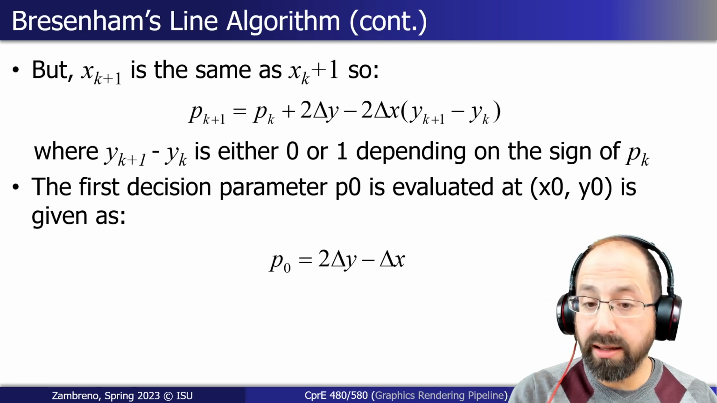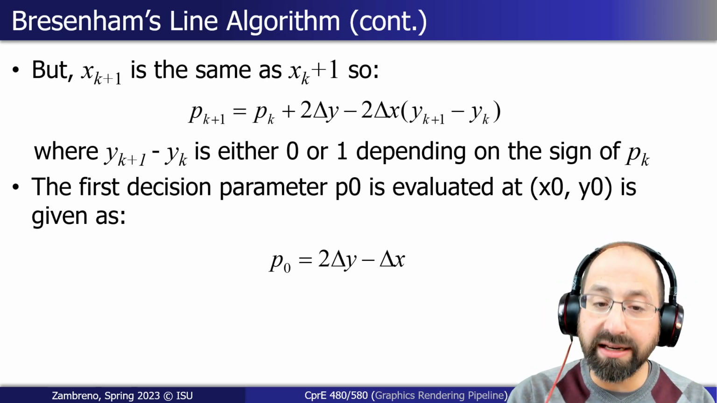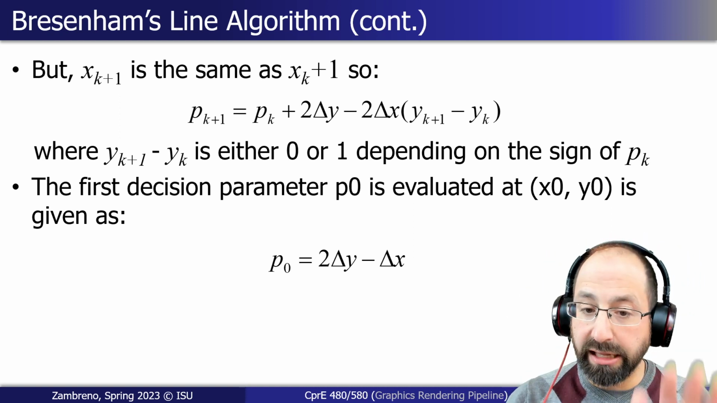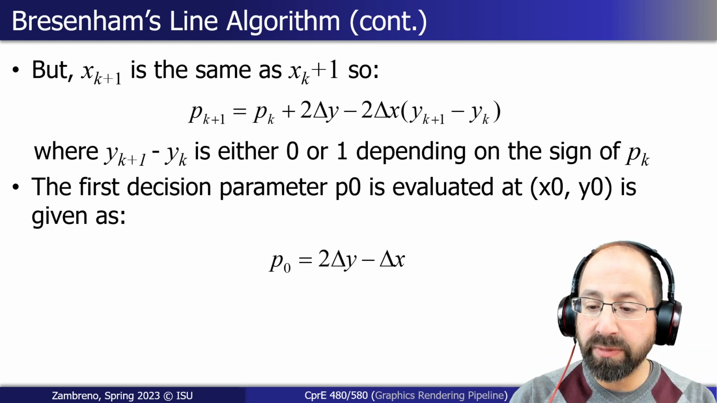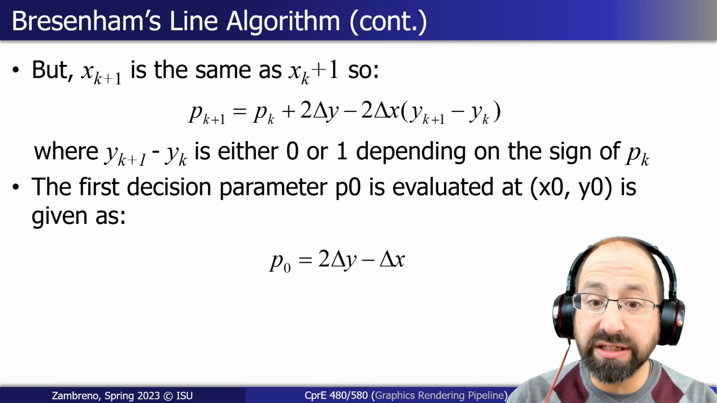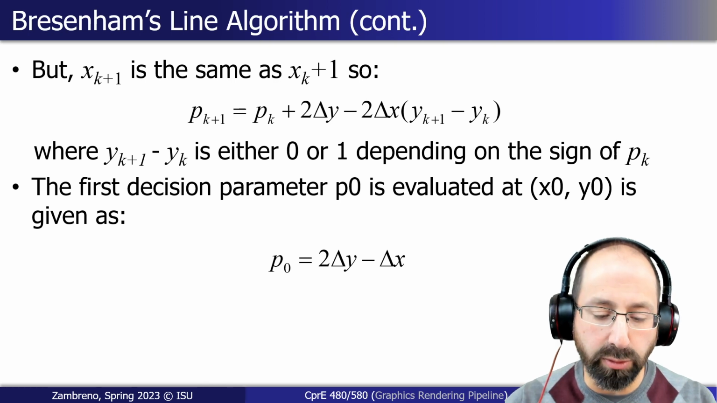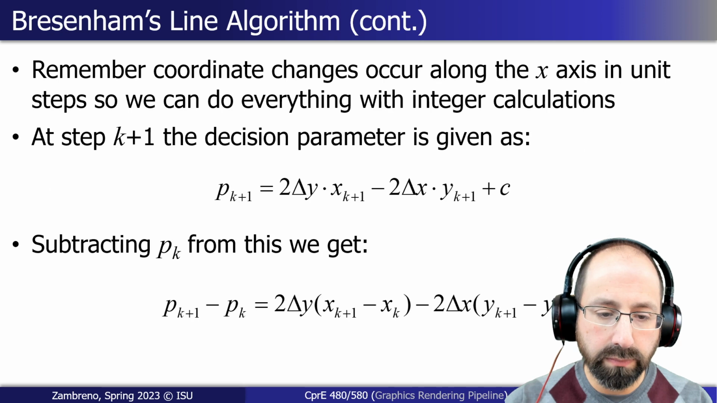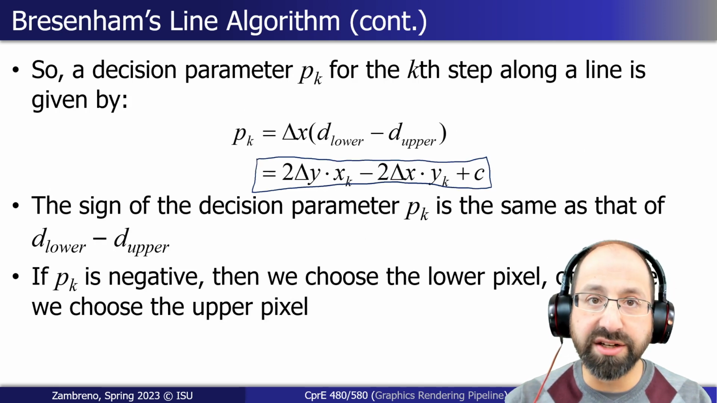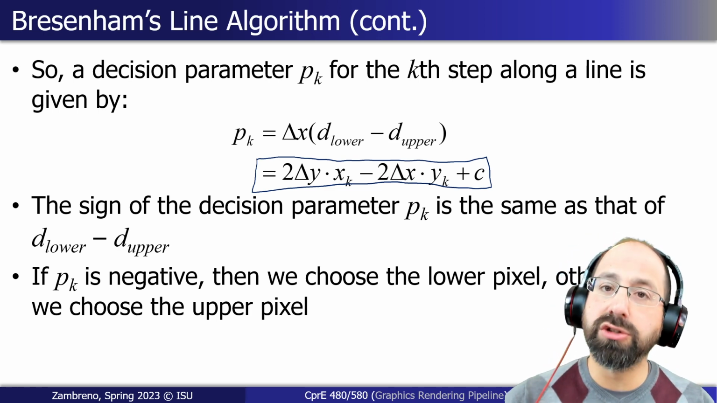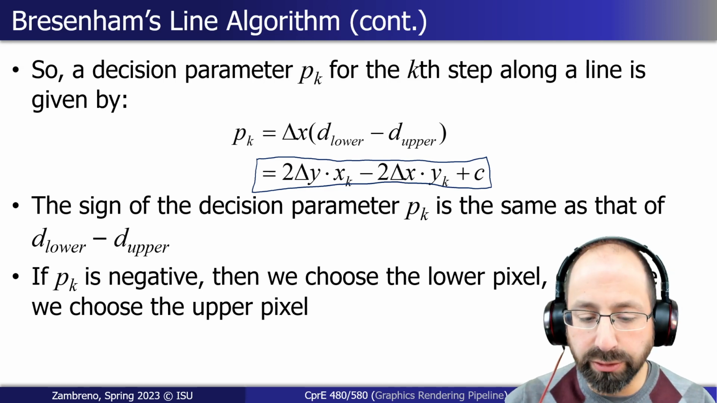And we calculate p each step along the way, either adding 2 delta y minus 2 delta x or just adding 2 delta y. Each step, we calculate that value of p, we keep track of it because we need the prior value to calculate the next value. But our decision is then based on, if we go back again to this formulation, the whole point of this value of p is to determine the sign of it because it's related to the value of d lower minus d upper. So for negative values, we choose the lower pixel. Otherwise, we choose the upper pixel.